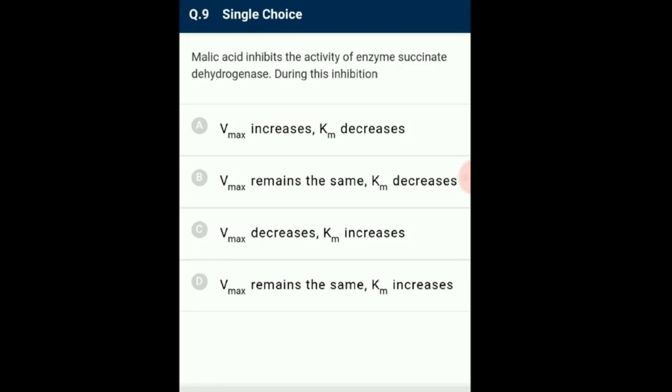Thus, if substrate concentration increases, Km, that is Michaelis constant, also increases. In non-competitive inhibition, the substrate and inhibitor bind at different sites. Hence, they do not compete with each other. This cannot be reversed by increasing the substrate concentration and hence Km remains constant. The velocity of reaction also decreases. An example of a competitive inhibitor is malic acid. This competes with succinate to bind at the active site of enzyme succinate dehydrogenase. So the answer is option D. Vmax remains the same, Km increases.